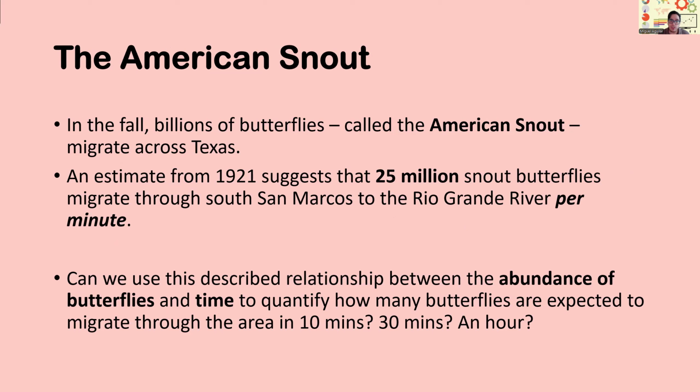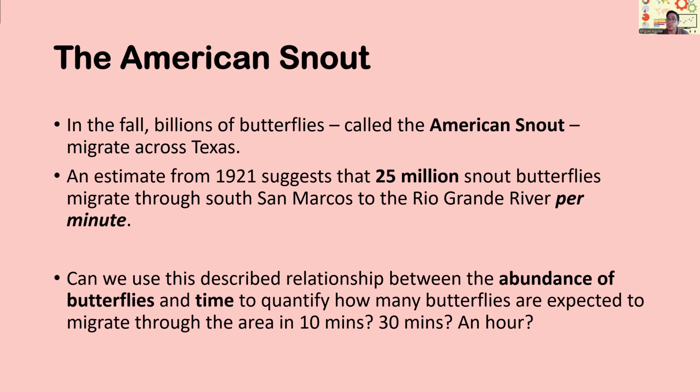And researchers in 1921 did a recording, measured and counted, and based on their research, they estimated that about 25 million of these snout butterflies migrate from the area from South San Marcos to the Rio Grande Valley per minute. So in any given minute, there's about 25 million butterflies that fly in that area.